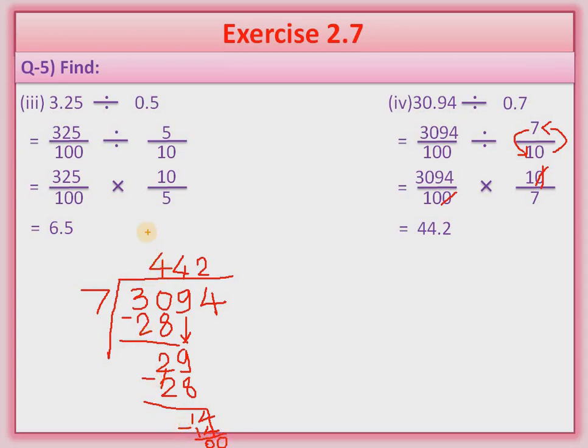So what is the answer? 442. Here this 7 will be cut. 442 multiplied by 7 upon 7, so this 7 and this 7 will be cut. So the remaining number, beta, is 442 upon 10.